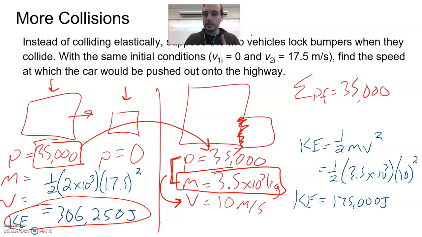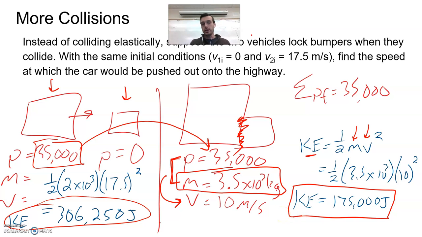And when we take that total mass of the car plus truck and the total velocity of the car plus truck, and we plug it into the kinetic energy equation, look what happens. We started with 306,250 joules of kinetic energy, and now we're down to 175,000 joules of kinetic energy. Kind of confusing at first, pretty magical, but this is what always happens. When things stick together, it's impossible for the energy to be conserved.